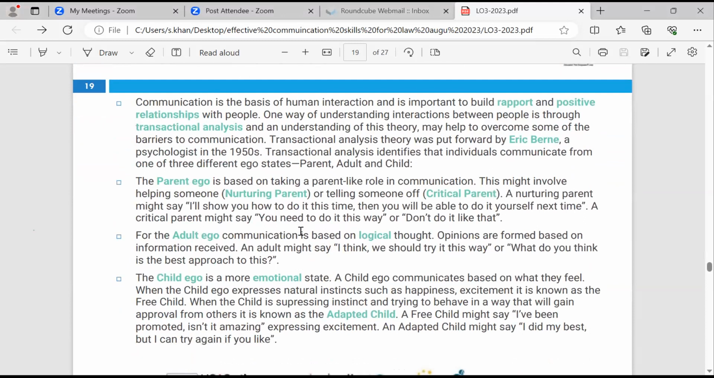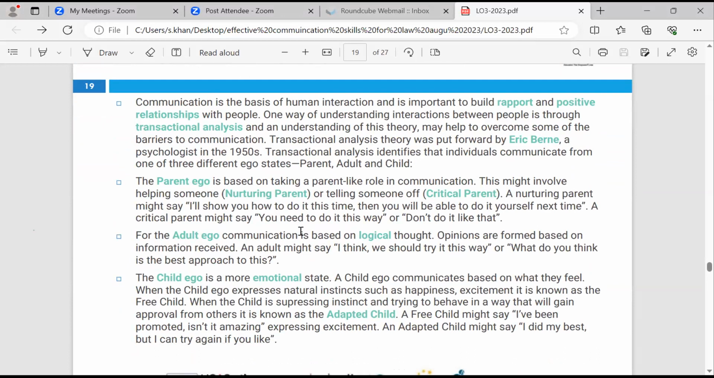Transactional analysis. Communication is the basis of human interaction and is important to build rapport and positive relationships with people. One way of understanding interactions between people is through transactional analysis, which we looked at in the transaction theory last session, and an understanding of the theory may help you to overcome some of the barriers to communication.